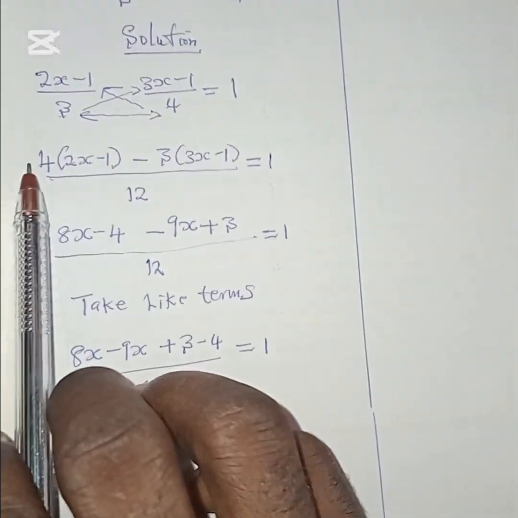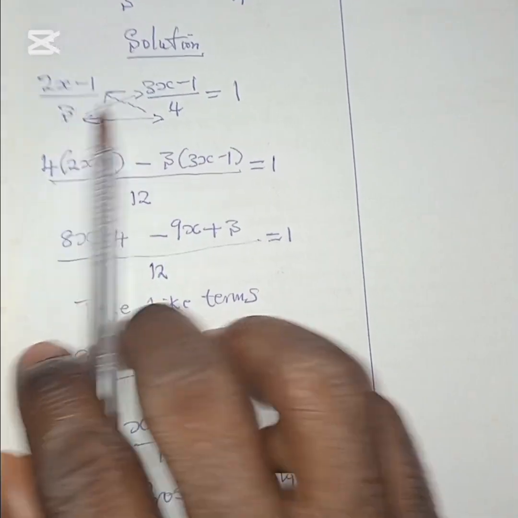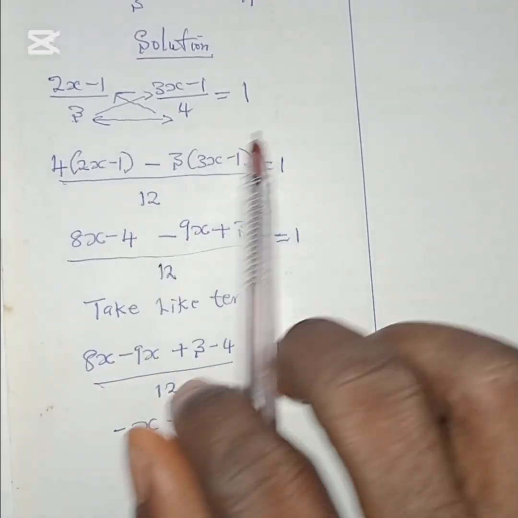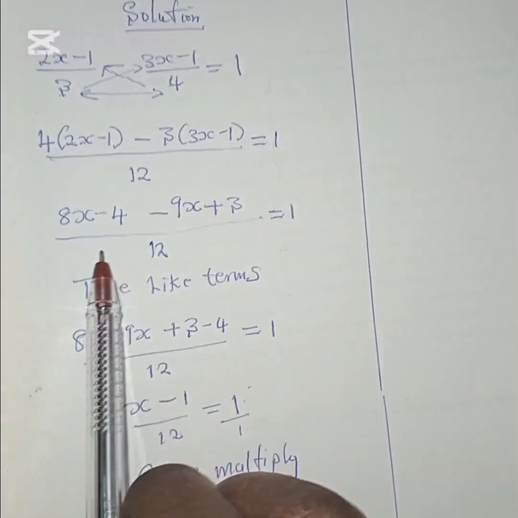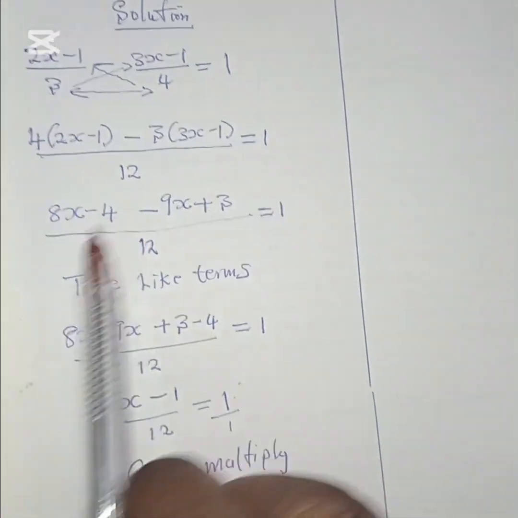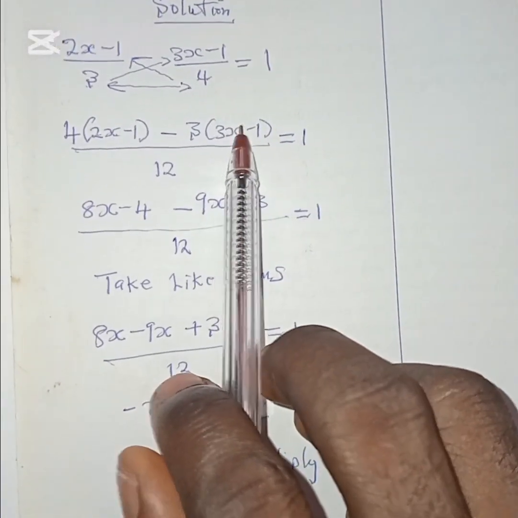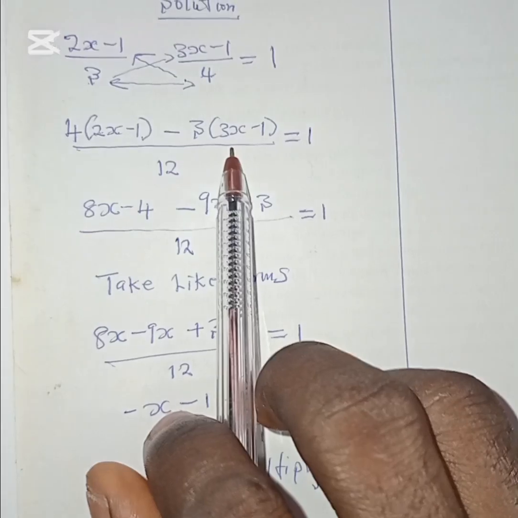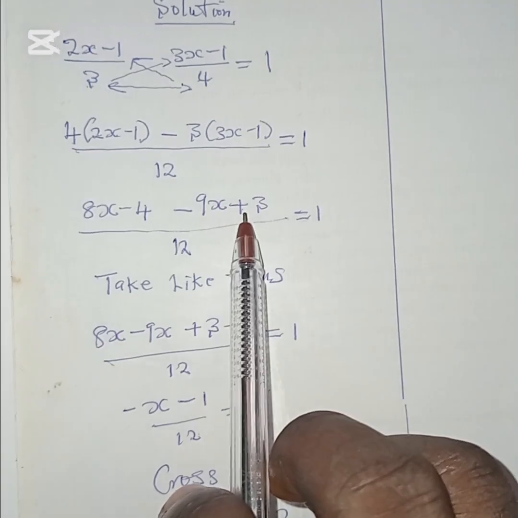So if you do that, it means 4 will go like this, 3 will go like this, and 4 multiply 4 will give you 12, all is equal to what? 1. Now let's go again. 4 multiply 2x will give you 8x. Now 4 multiply minus 1 will give you minus 4. The next thing, minus 3 multiply minus 3x will give you minus 9x. The next one is minus 3 multiply minus 1 will give you plus 3.